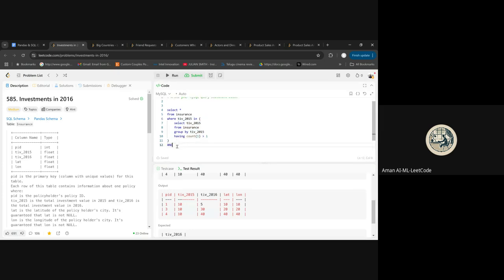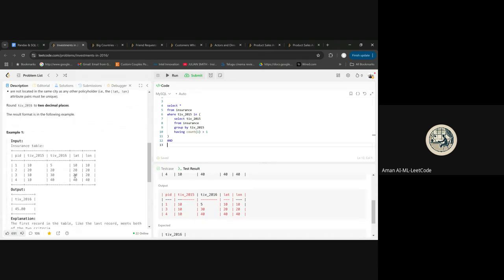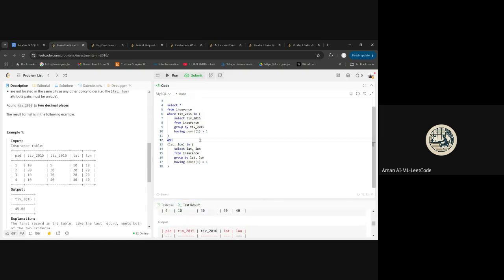What about the second condition? For the second condition we need an AND. What is the second condition? The second condition is that this latitude and longitude has to be unique. How will we know if it is unique? Then just do lat long in. Just do the same thing here, right? Lat long in group by lat long, and we need count equal to 1 here. Only if the count is 1 will it be unique, otherwise it will not be unique, correct? Let's write. We have written both conditions, joined only with an AND condition.